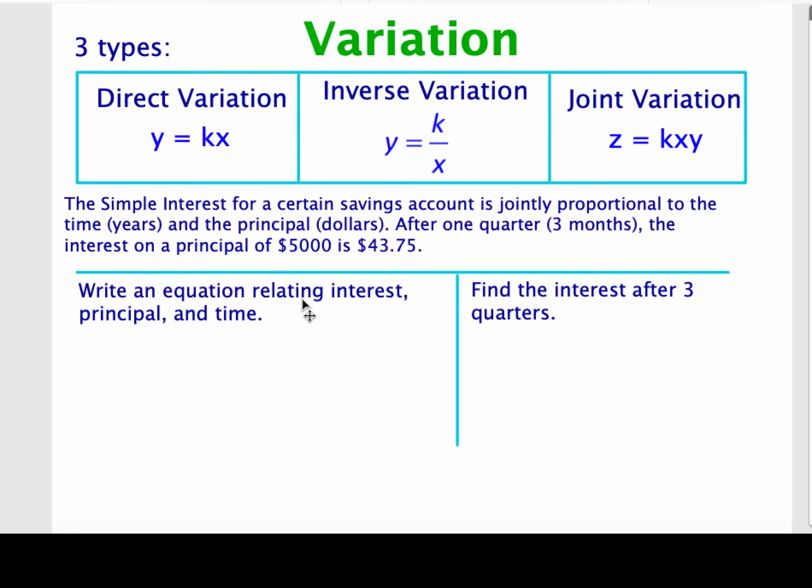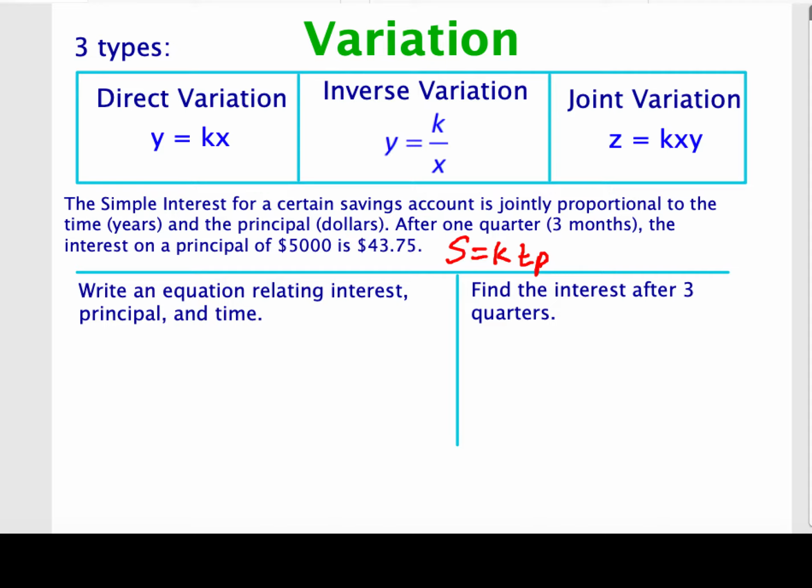So I'm going to start off writing an equation very simply that's going to say the simple interest will be equal to, and again, it's jointly proportional. So I'm going to throw k in here because we do have to have that k value, that constant of proportionality, that constant of variation. We also need to relate it jointly to the time in years. So we'll call that t, and the principal, we'll call it p.